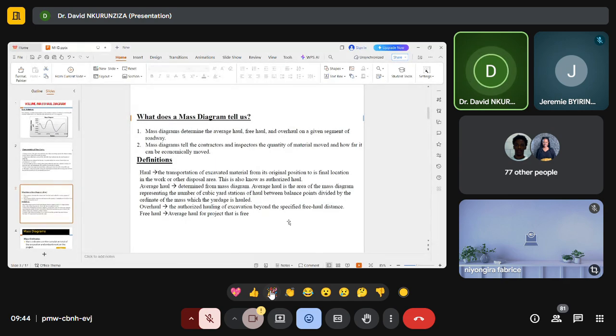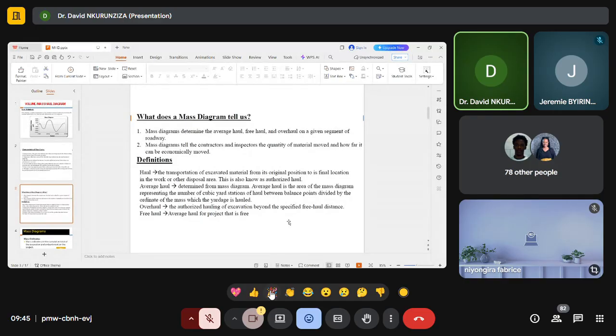Of course, for example, when you're dealing with the average haul, it is just like acceptable. You can have overhaul, which is beyond the haul. Then free haul means within that distance, some costs will not be charged.